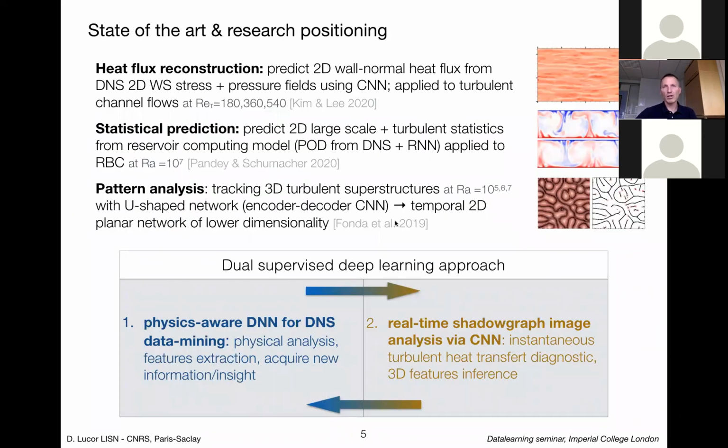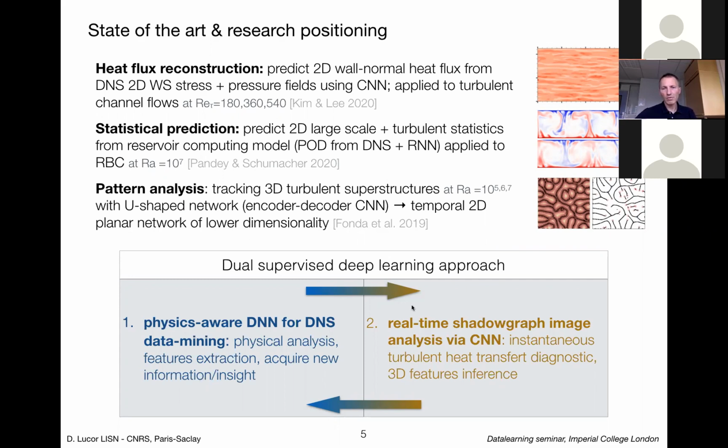So when you look at the literature a little bit, people using machine learning for turbulent convection very often use supervised learning, very often CNN. And what they do is try to detect some patterns, some correlations between various turbulence quantities, for example, such as the heat transfer. But at the end of the day, very often they look at 2D things. And in any case, they strongly rely on DNS. I haven't found much experimental work using machine learning.